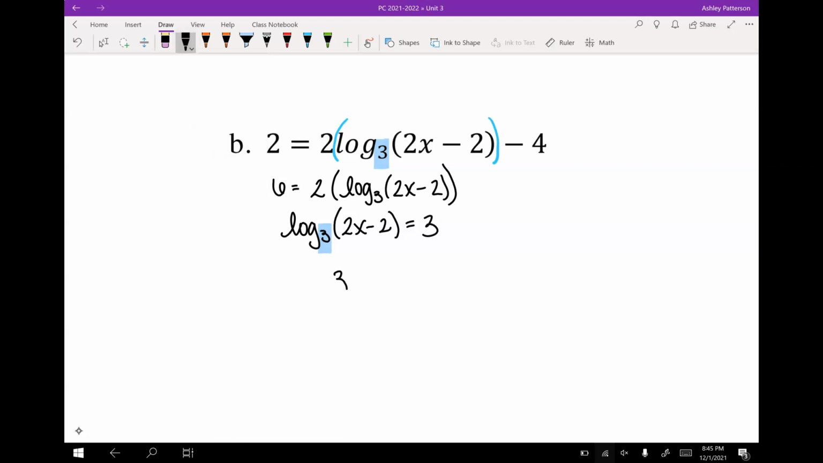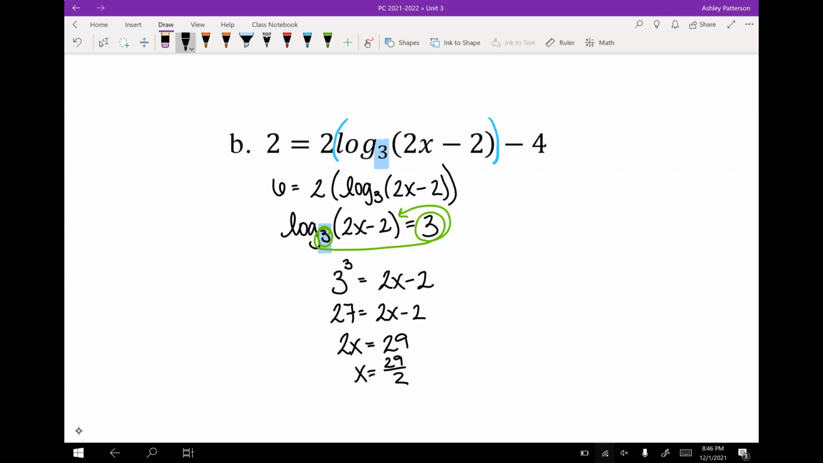We have the base of 3 raised to the exponent of 3 equal to the answer of 2x minus 2. In other words, the 3 base, the exponent, and it equals that. From here, let's simplify. We know that 3 cubed is 27, and that equals 2x minus 2. Adding 2 to both sides, we get 2x is equal to 29. So x is 29 over 2.